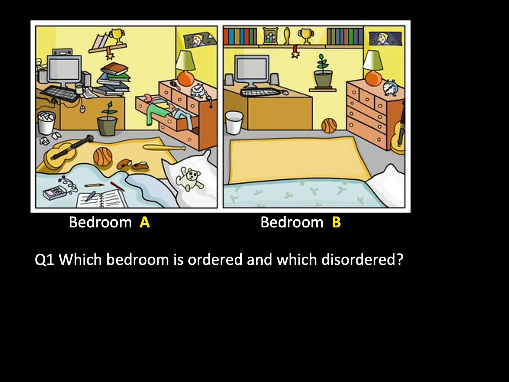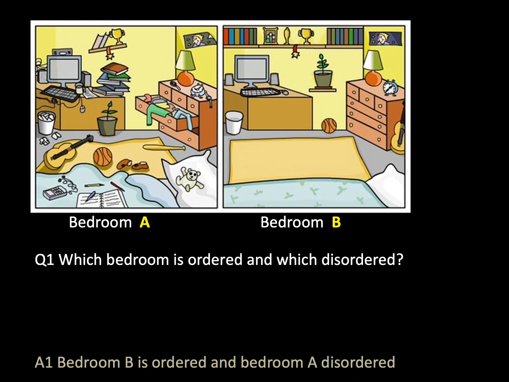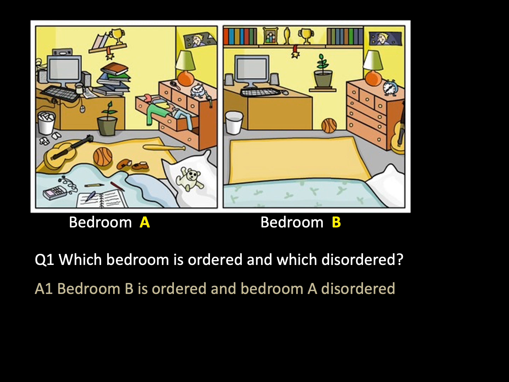Here's a question. Which bedroom is ordered and which is disordered? If you've not answered this question before, pause the slideshow just now, consider your answer before proceeding. And there's a second question after this as well. Well, the answer is that bedroom B is clearly very tidy, that's the ordered one, and bedroom A is very messy, that's the disordered one.